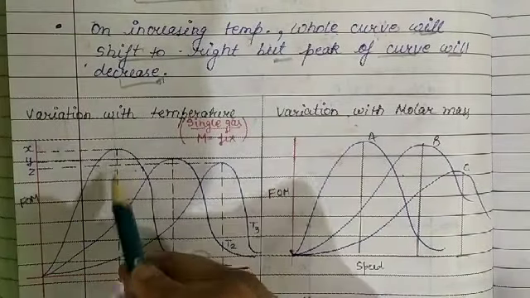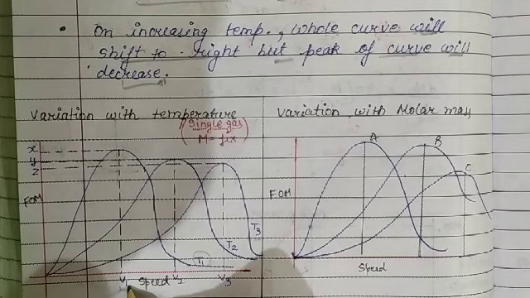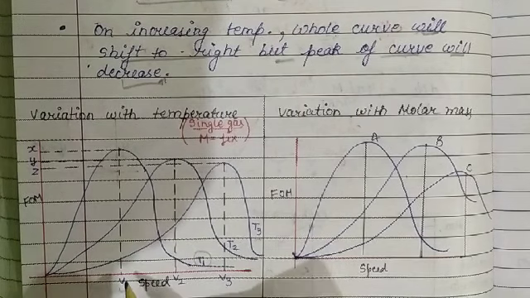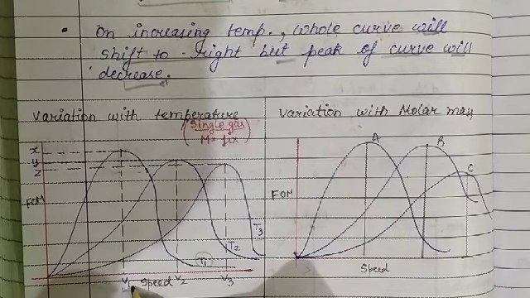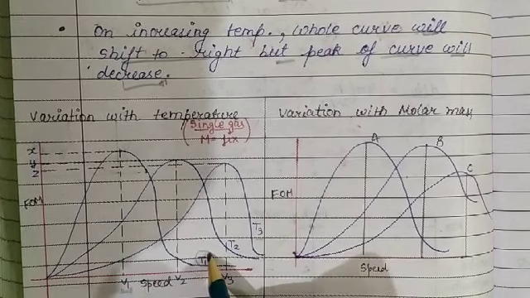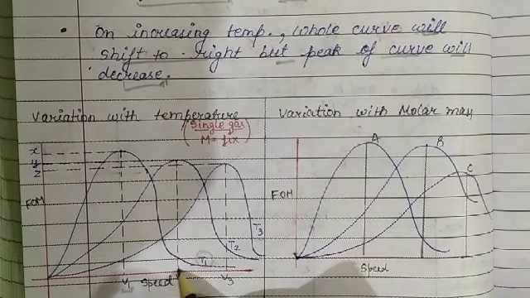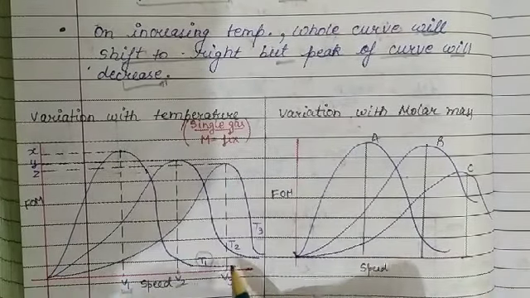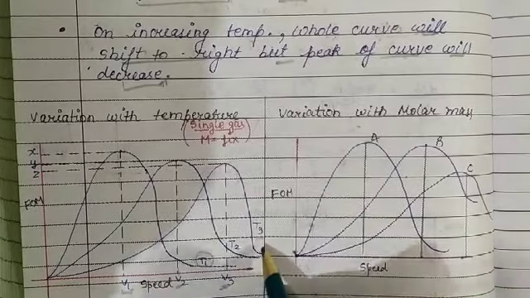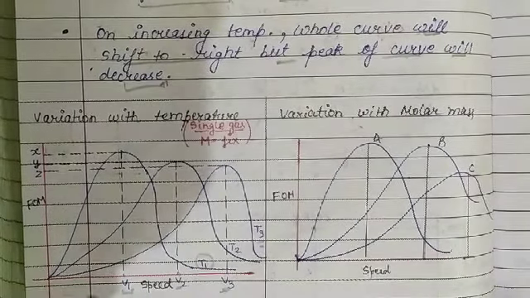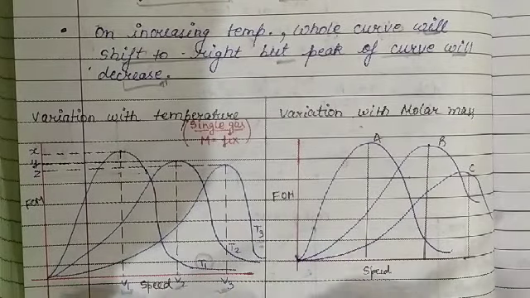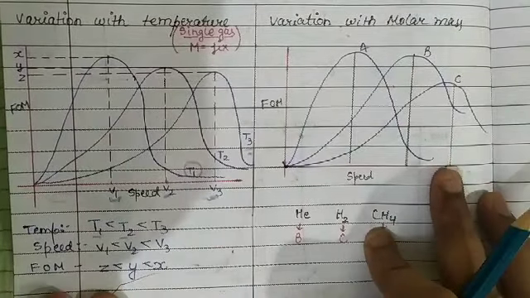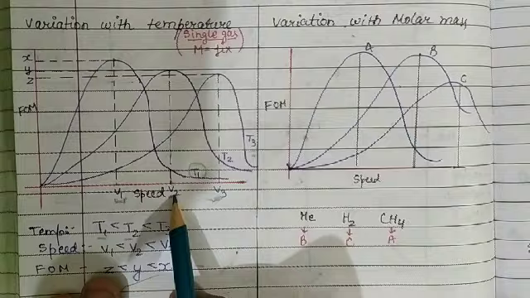And also we can see that most probable speed is the speed which corresponds to the peak. Peak means maximum fraction of molecules. So this is V1, the most probable speed corresponding to temperature T1, and this is the most probable speed V2 at temperature T2, and this is the most probable speed V3, corresponding to temperature T3. So V2 is more than V1 and V3 is more than V2.